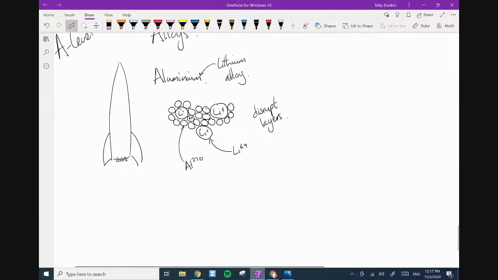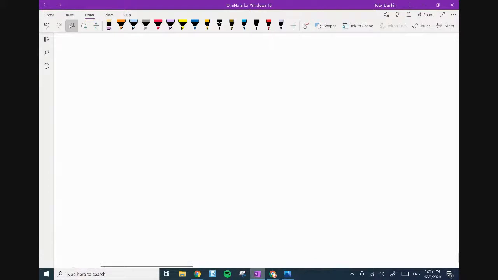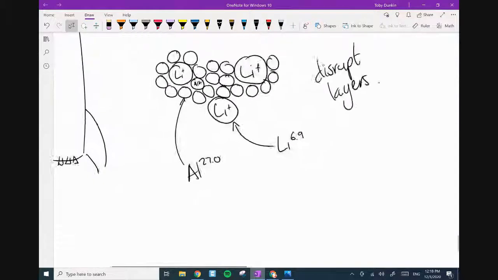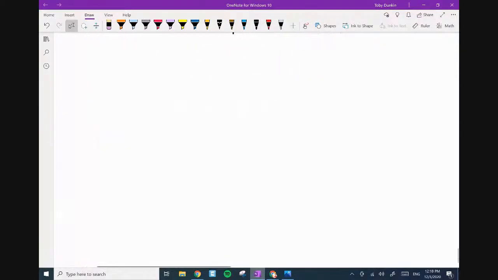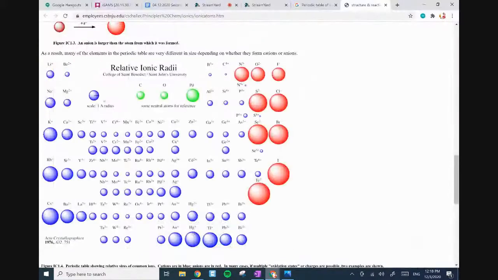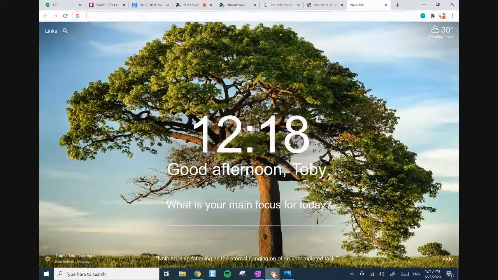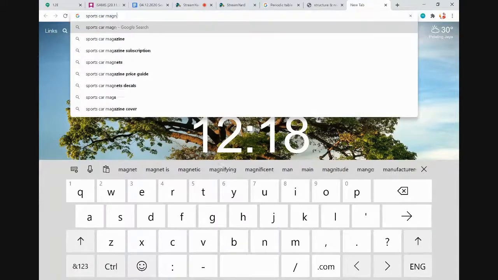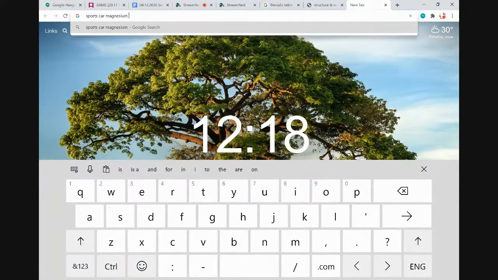Now, if you want to make something much, much stronger, I mean something crazy strong, you want to start subbing in. So I'm going to do another famous alloy now. So we can do magnesium. They started using magnesium in sports cars. So, sports car magnesium chassis.